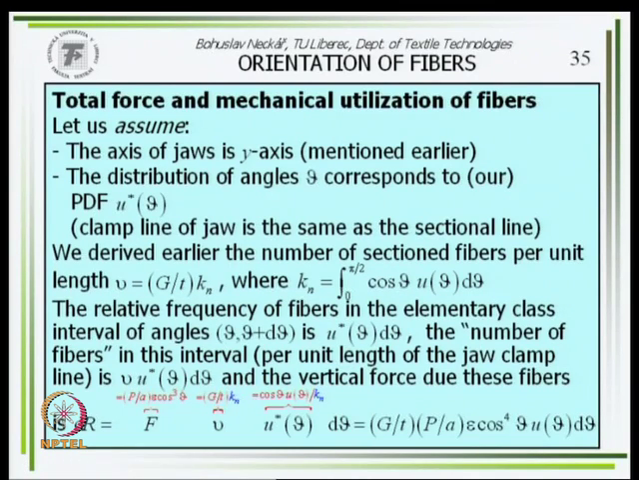Now, it was one fiber. We derived the vertical force per one fiber. Now, how is the total force on the breaking machine by jaw displacement epsilon? I said we assume that the vertical axis, the axis of the jaws, is our earlier y-axis. The distribution of angles theta corresponds to our probability density function u star theta, which we derived in our earlier lecture. Because the clamp line of the jaw is the same as the section line, evidently. It's not the same, but in the model it is the same.